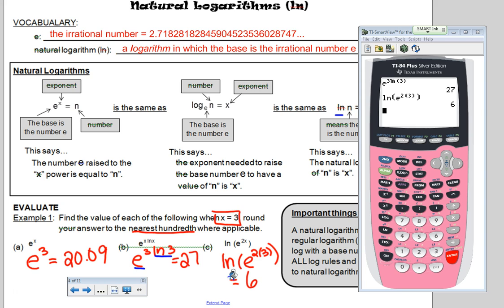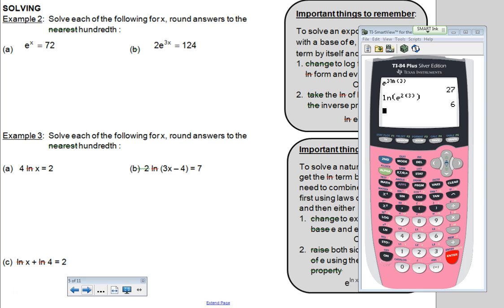Okay, so now we're going to do some solving. These are evaluating questions because you were just finding values for them. So we have 2 types. We have example 2, where you're solving when you're working with exponential form, and that's base e. And then question 3, we're going to be working the other way, where we have the logs or ln's in the problem. Again, all the rules that you've learned in the past apply just like you would solve an exponential.